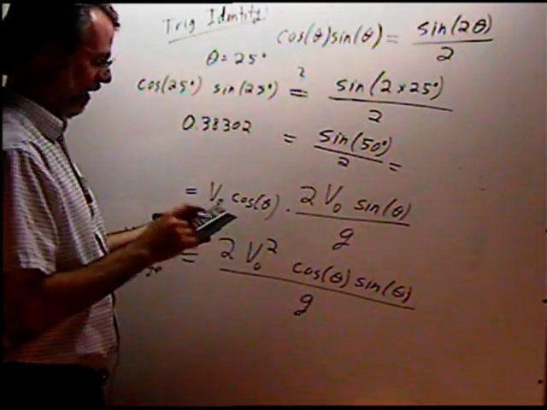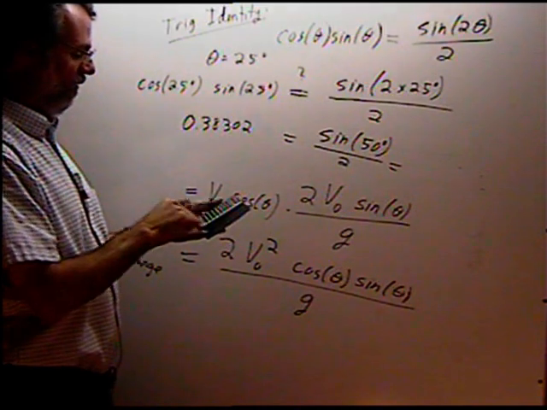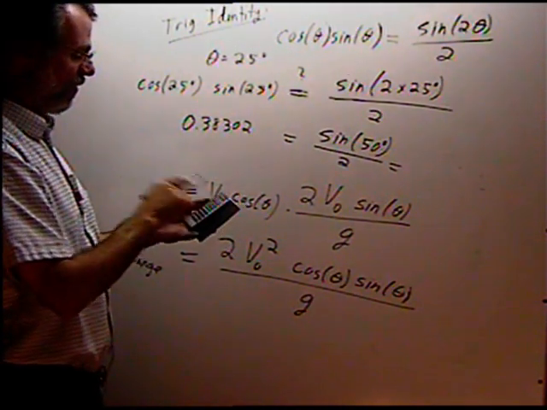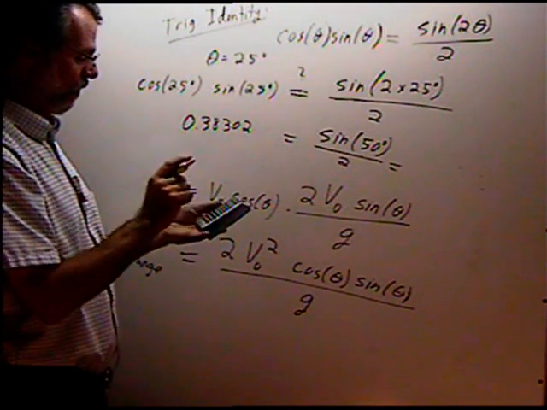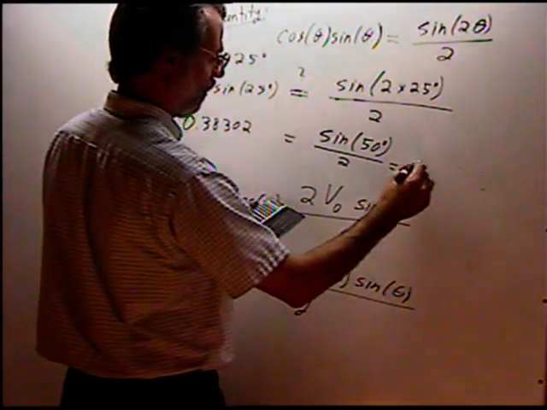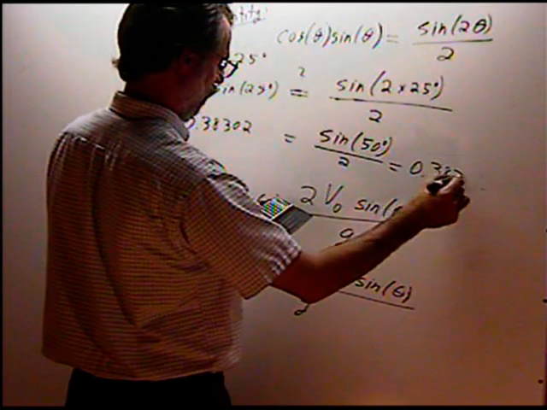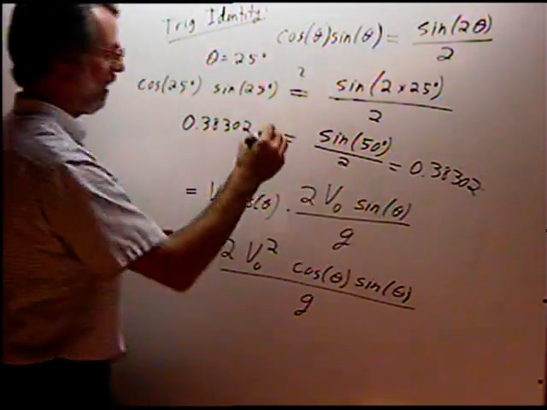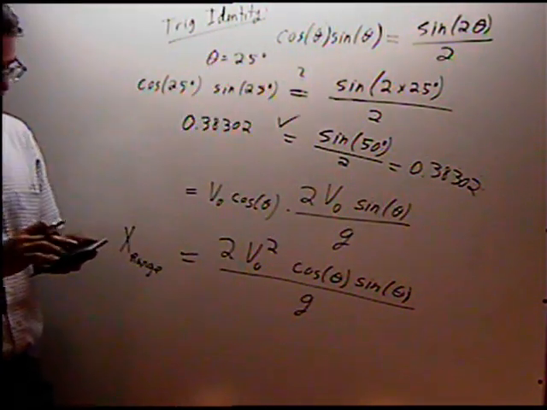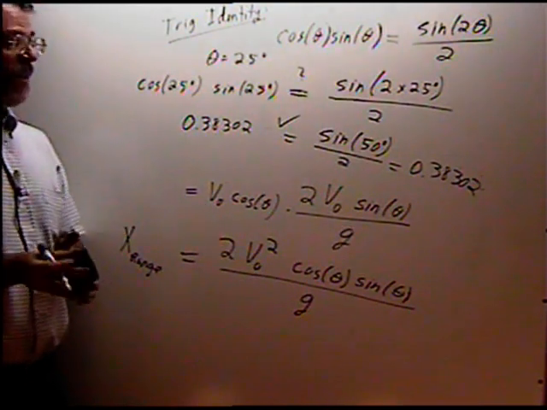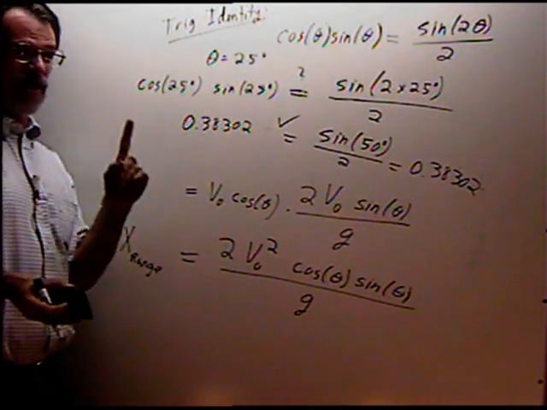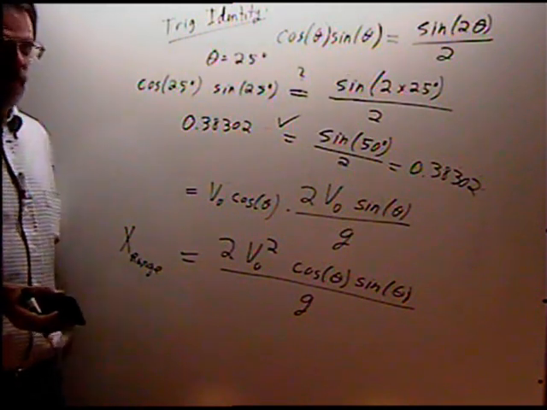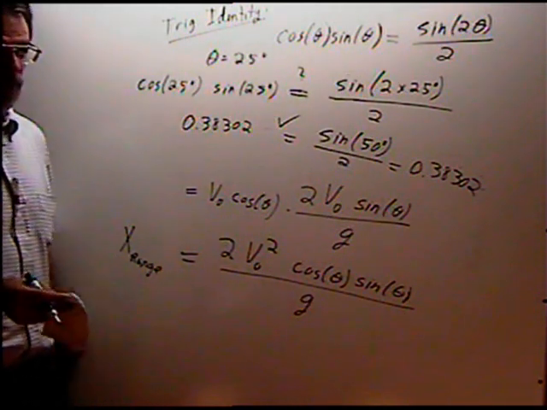Let's take the right-hand side. Take 50 degrees, take the sine of that, divide it by 2, and I get 0.38302. I get the exact same number. Now, that's not a proof. It's really just a demonstration that it works at one particular angle. An actual proof would be where you prove it to be true for all angles.